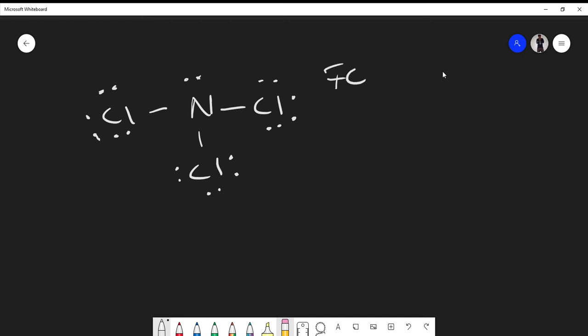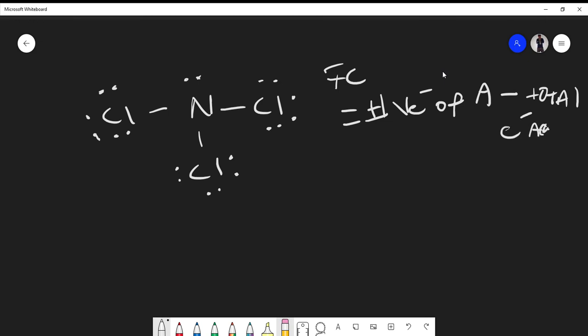So the formal charge formula that I use is simply the number of valence electrons of the individual atom you're looking at, minus the total number of electrons around it. Now this "minus total number of electrons around it" sounds really weird, but I want you to see very carefully what I mean.